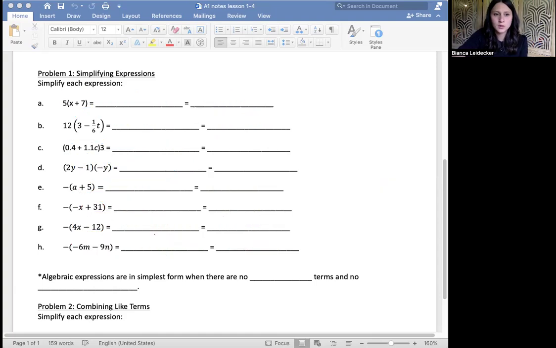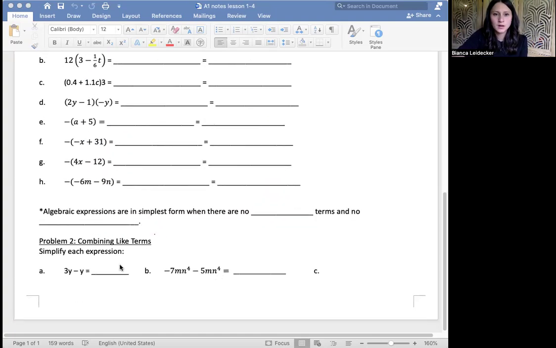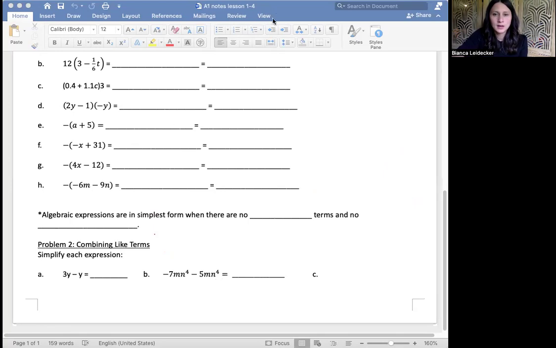Okay, continuing forward. Back to blue here. Algebraic expressions are in simplest form when there are no like terms. So get rid of all your like terms for it to be most simplified, and no parentheses. You've got to get rid of the parentheses. That's when you know it's simplified all the way.